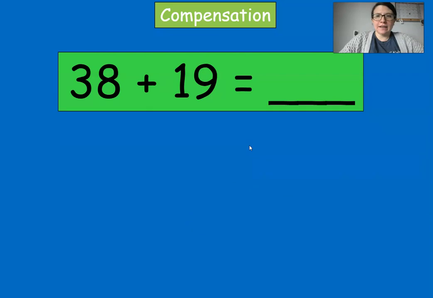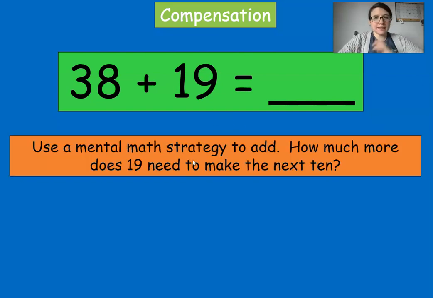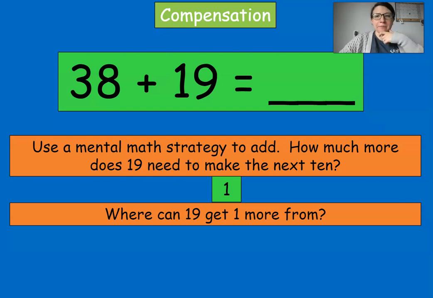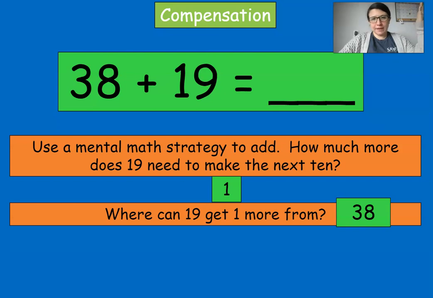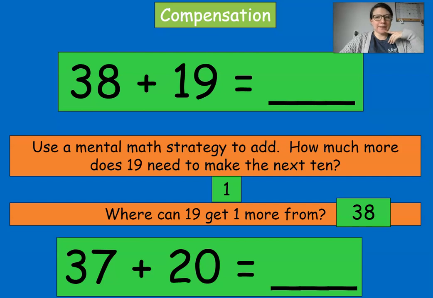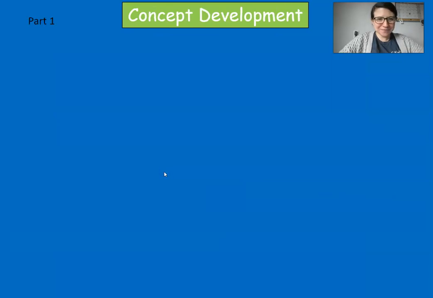38 plus 19. Now, both of these are really close to their next 10, but one is closer. Which number is closer to its next 10? 19. Good. How many more does 19 need to get to its next 10? 1. Awesome. We're going to bring it to 20. Where are we going to get that 1 from? 38. What's our new number sentence going to be? 37 plus 20. Good. And our answer is 57. Great work.